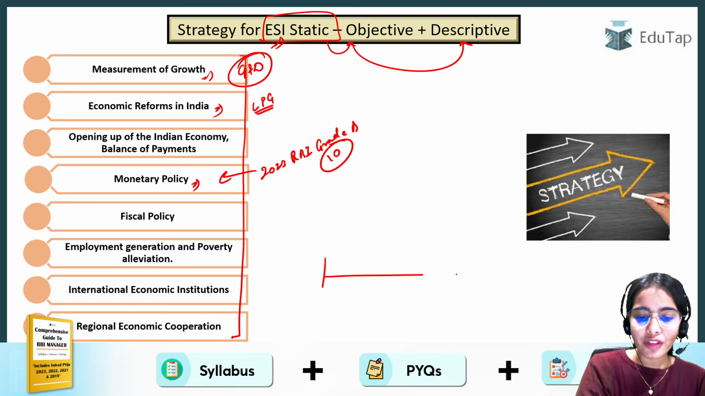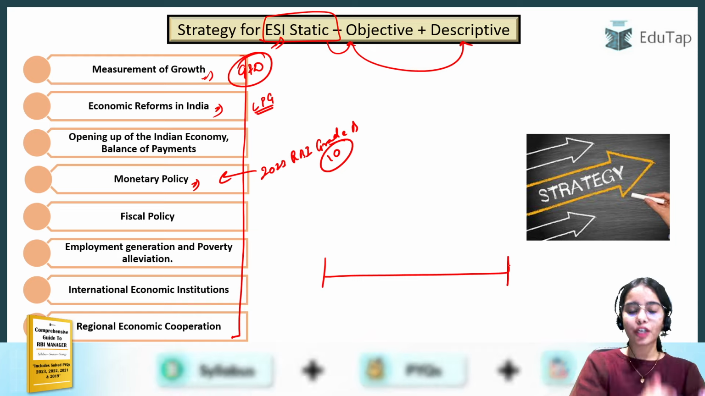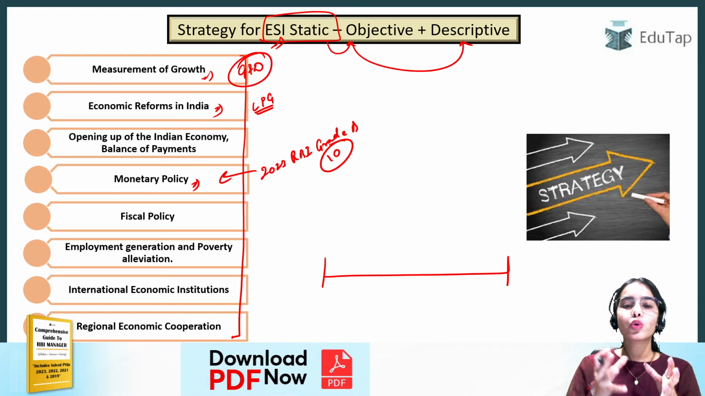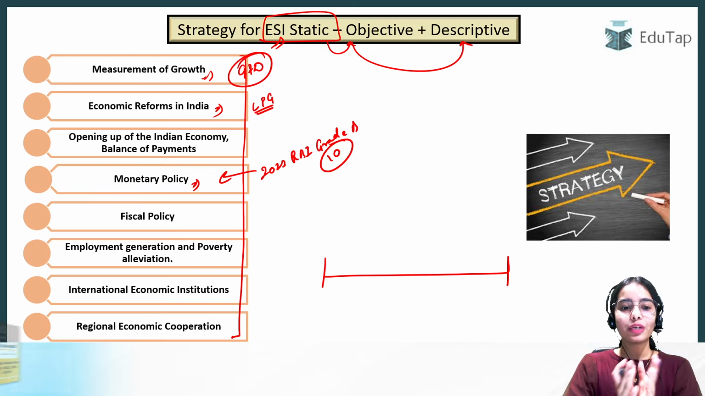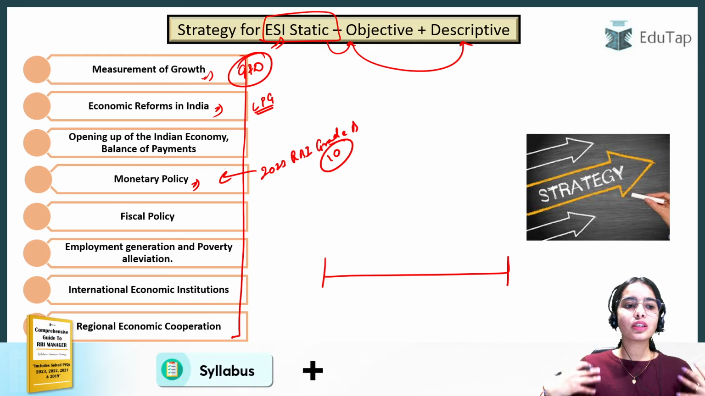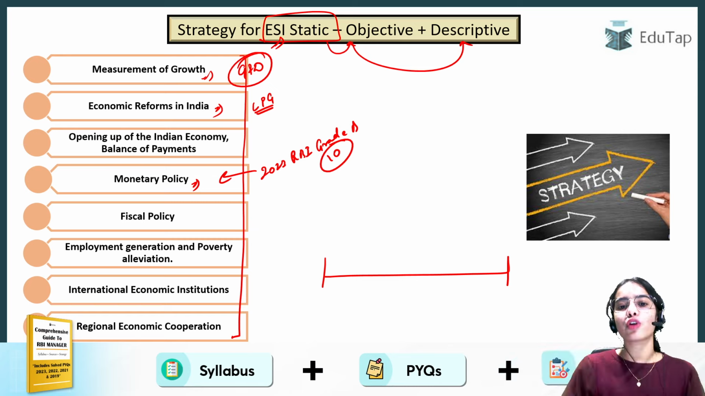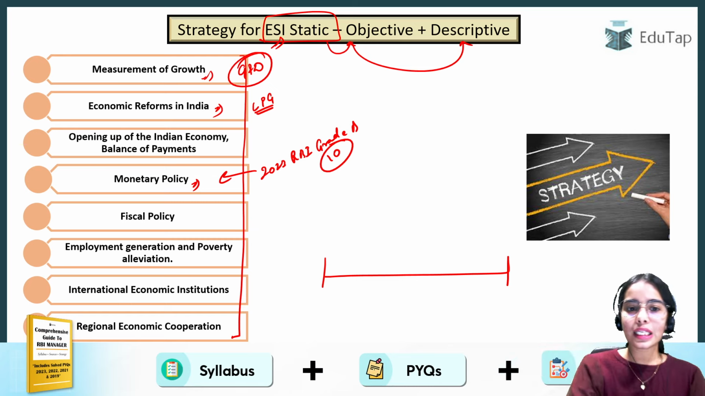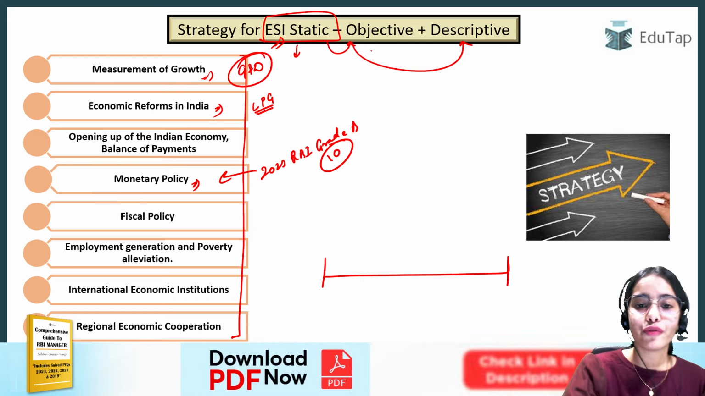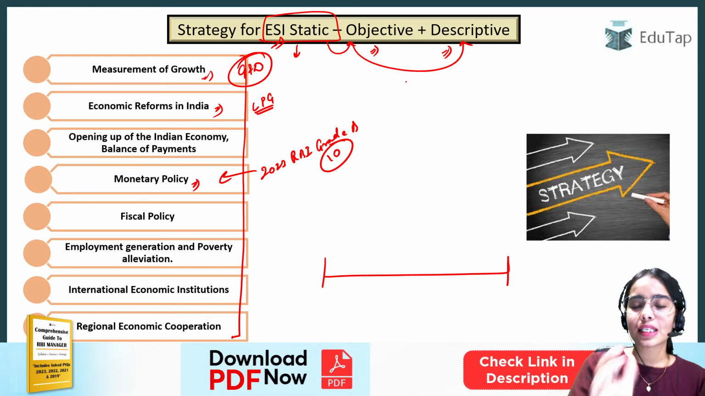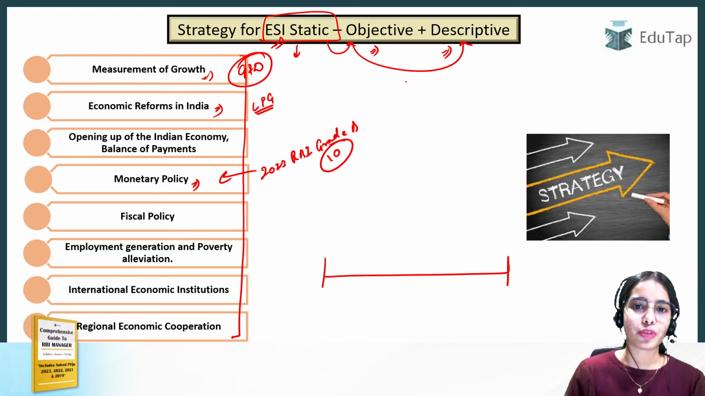So if you have the foundation, the basic understanding of these chapters, that is more than enough. You have to cover it broadly. You need to have the broader understanding, and there were easy and direct questions that came from these chapters. These are very important ESI static chapters which will help you in answering the questions in the objective and the descriptive part of the examination.